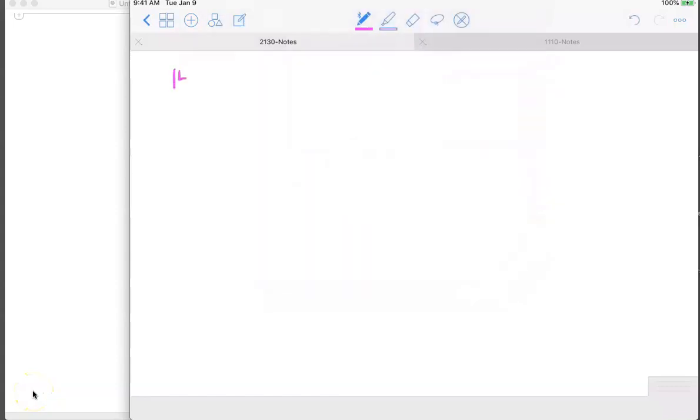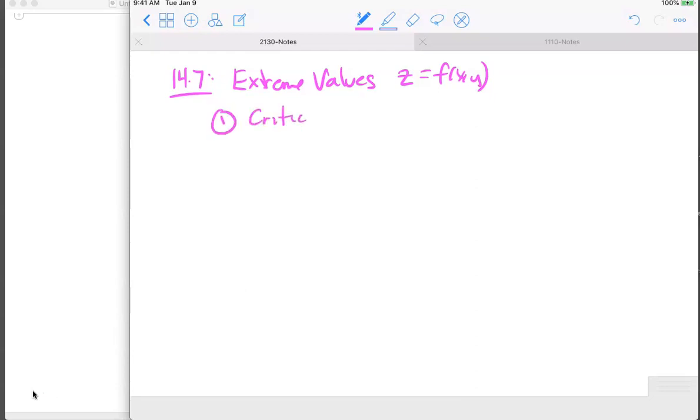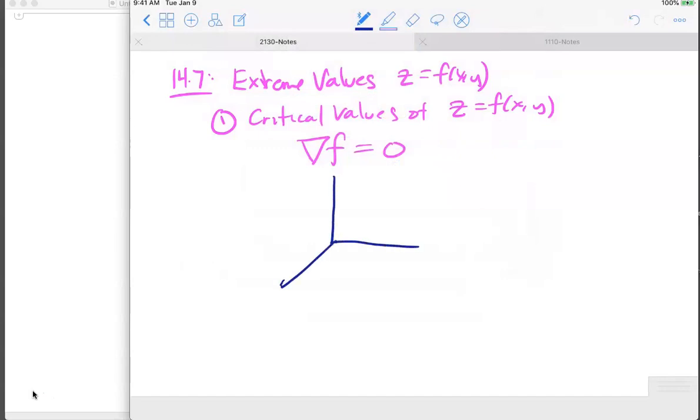So in section 14.7, we looked at an outline for finding the extreme values of a function z equals f of x y. And we know that the steps are to first find the critical values of the function z equals f of x y. And the most often thing that's going to happen is that you need to find the gradient of that function equal to 0.